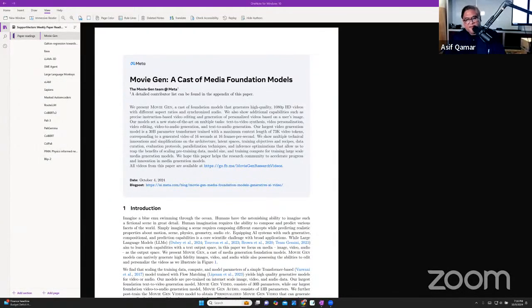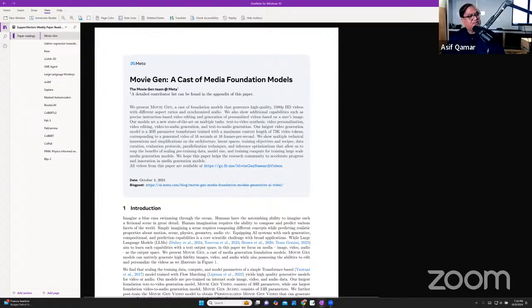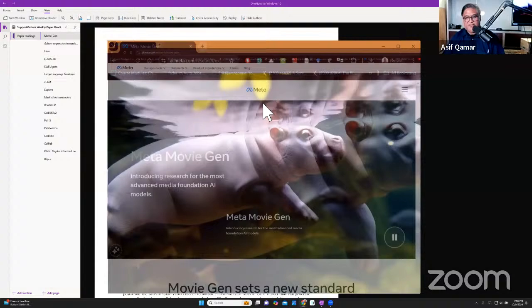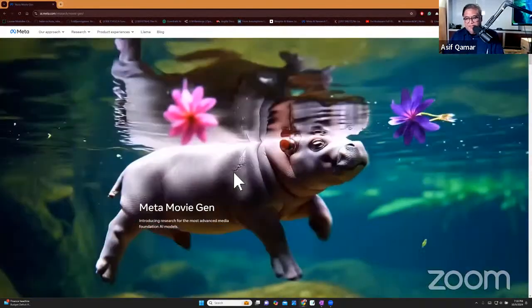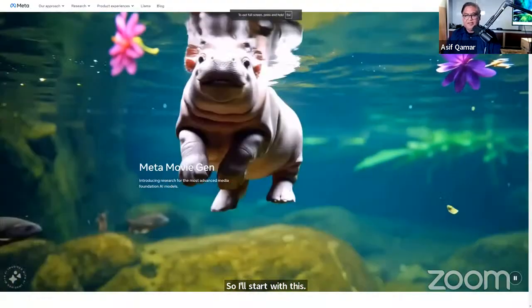The research paper that we are going to discuss today is called MovieGen, a cast of media foundation models. Behind this paper is actually some remarkable work, obviously, and some very good demos that Meta, the FAIR research group, has posted in Meta. So I'll start with this. I suppose let's start with the results first.